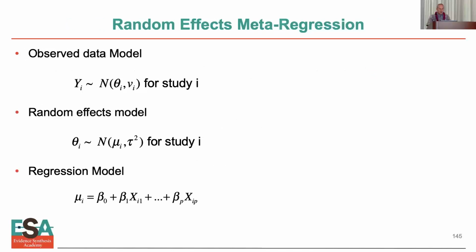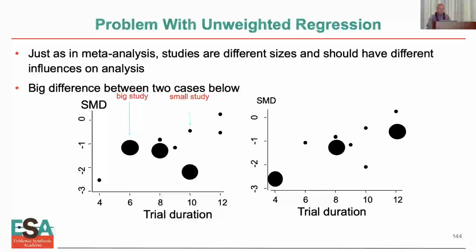So if we go back to our bubble plot here and just look at this, the amount of variability here is quite a lot, but if we fit a line to it, then the amount of residual variability is going to be much smaller. So our tau squared would be much smaller.